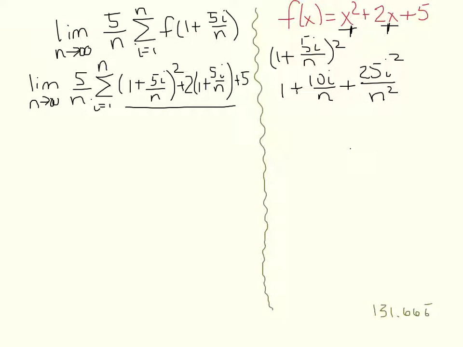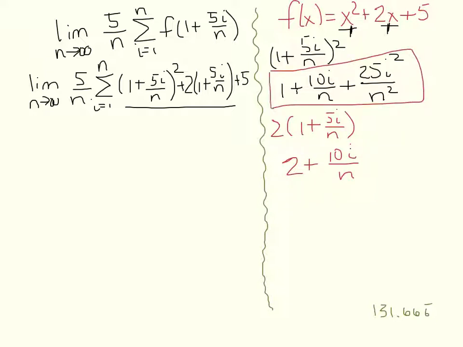So that's that piece. Then I have the 2 times 1 plus 5i over n. Well, that one's not too hard. That's just a distribution to 2 plus 10i over n, and then plus 5. So I have this piece here, I have this piece here, and then I just got a plus 5.